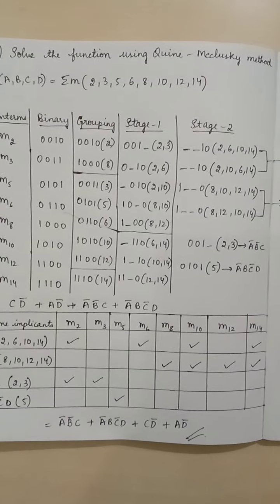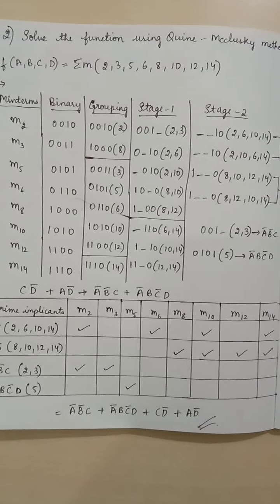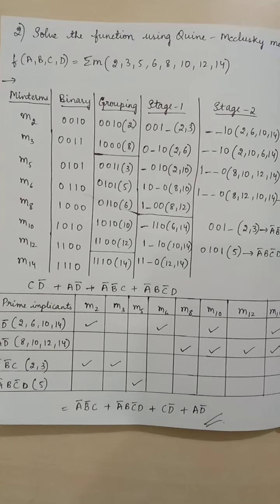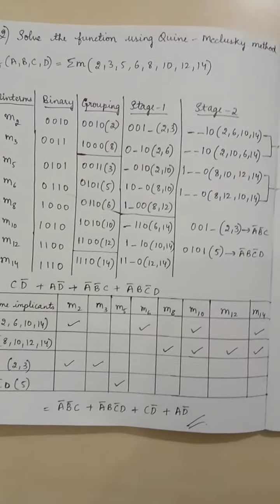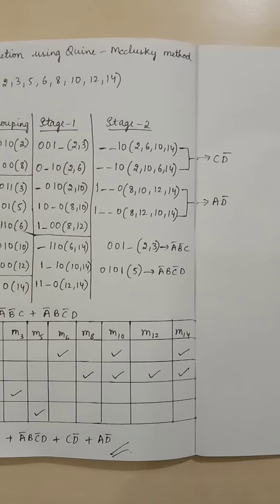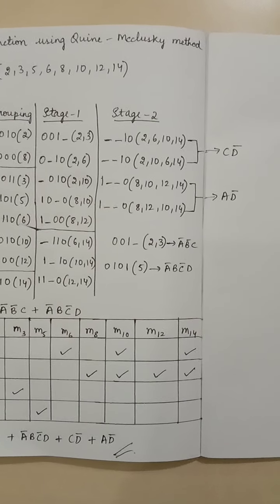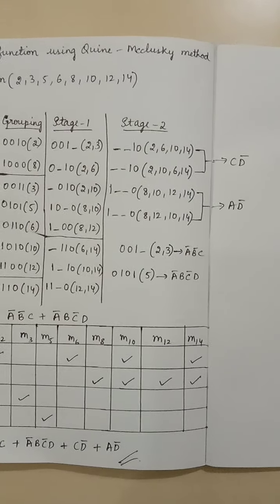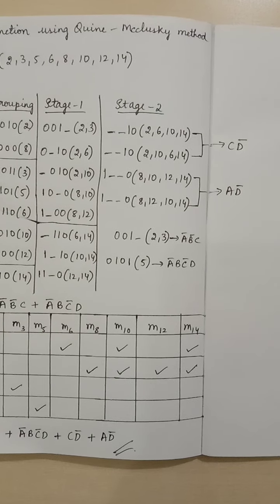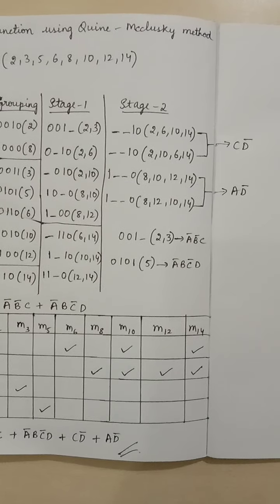In stage 1, the first group is compared with the second group, the second with the third group, and the third with the fourth group. Wherever there are dissimilarities, a dash is written in such places. After stage 1, stage 2 will be the next column. In stage 2, the groups of stage 1 are compared. Here we get two dissimilarities while comparing the groups of stage 1, so 2 dashes are written.